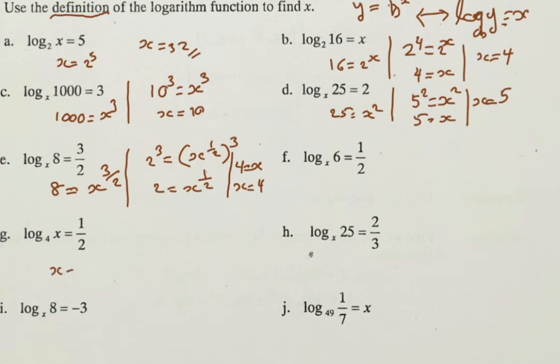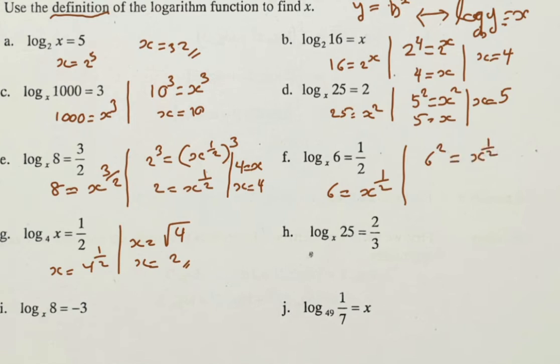G, x is 4 to the power 1/2. This is easily seen: 4 to the power 1/2 is the square root of 4, which is 2. F. Now we have F. 6 is x to the power 1/2, the square root. Since 6 is a square root, take the square of both sides. x to the power 1/2 squared is x to the power 1, that is x, and 6 squared is 36. So x is 36.